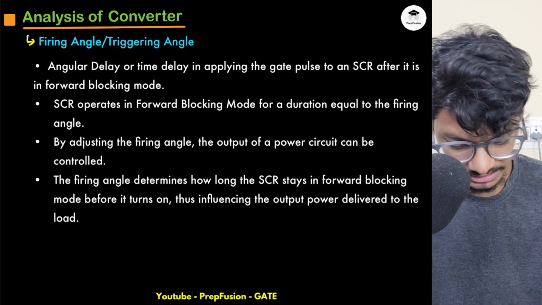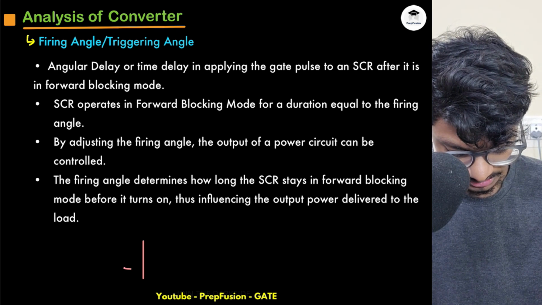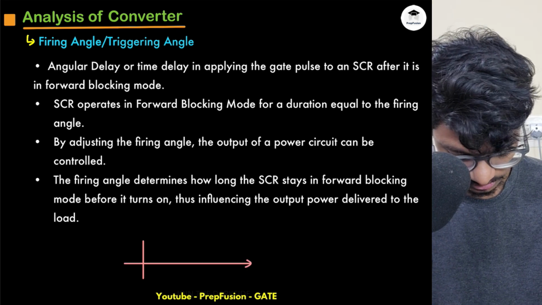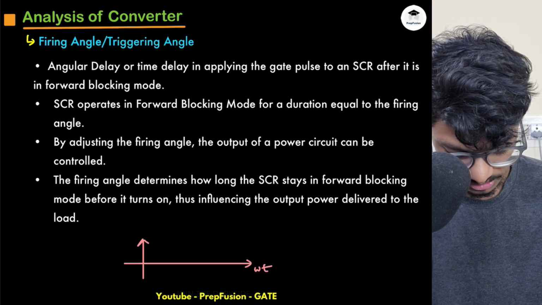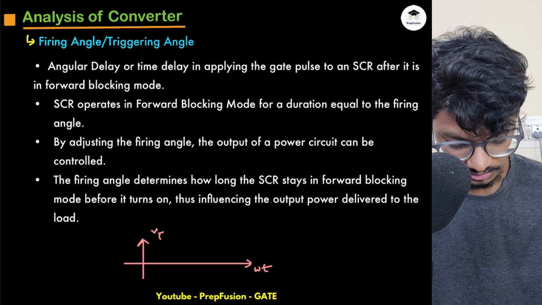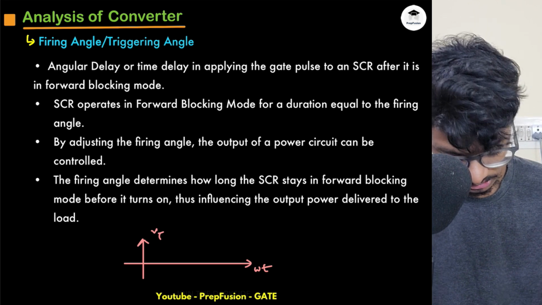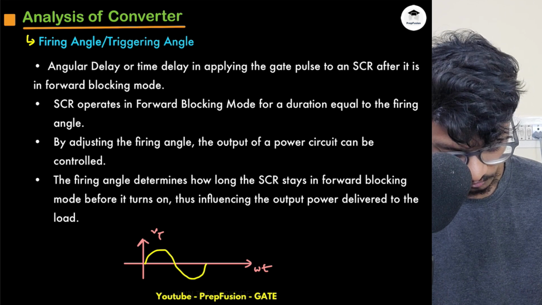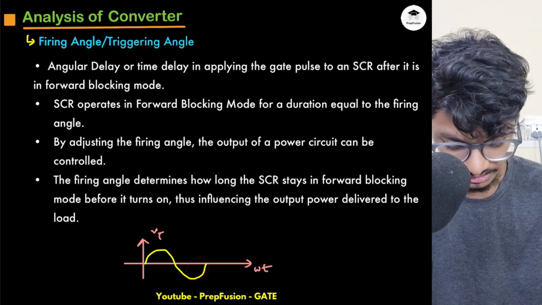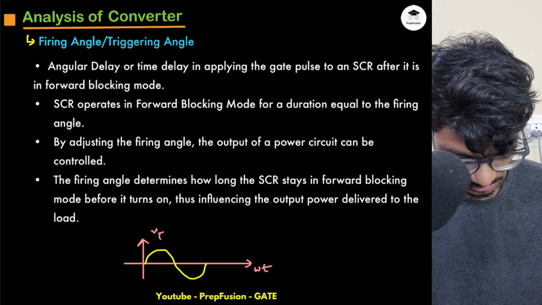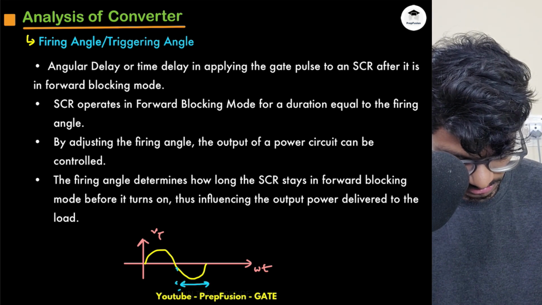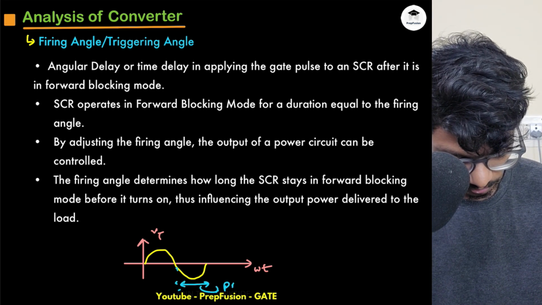So, let's say my sinusoid is like this. My voltage across the thyristor is like this, right? Let's say omega t is this, and this is my v of t, the anode to cathode voltage. The voltage across it is like this. Now, when can I turn on the thyristor? In this region, I can never turn on the thyristor, because this is in the reverse blocking mode.